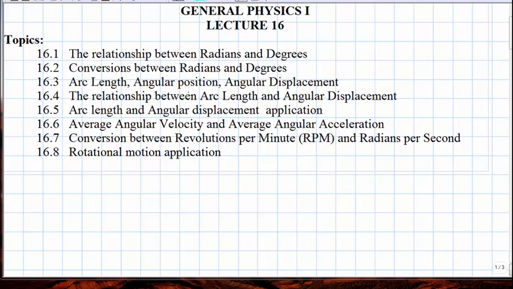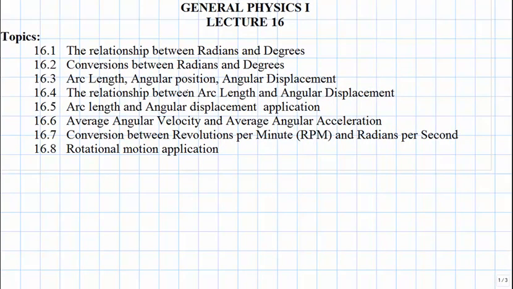We will introduce an arc length and angular displacement application. We'll define average angular velocity and average angular acceleration. We'll introduce the conversion between revolutions per minute, which is otherwise known as RPM, and radians per second. And finally, we'll conclude with a rotational motion application.